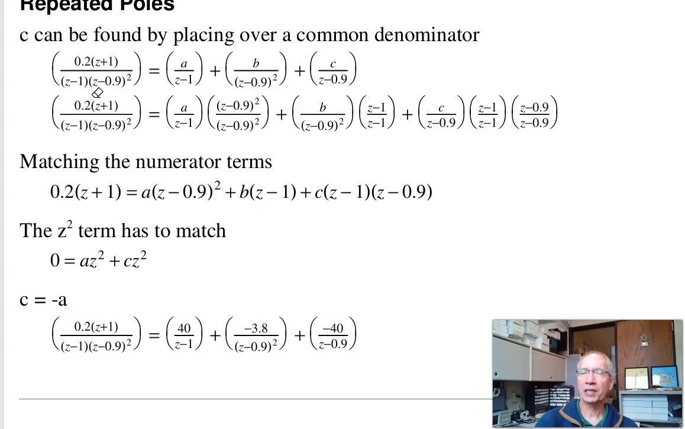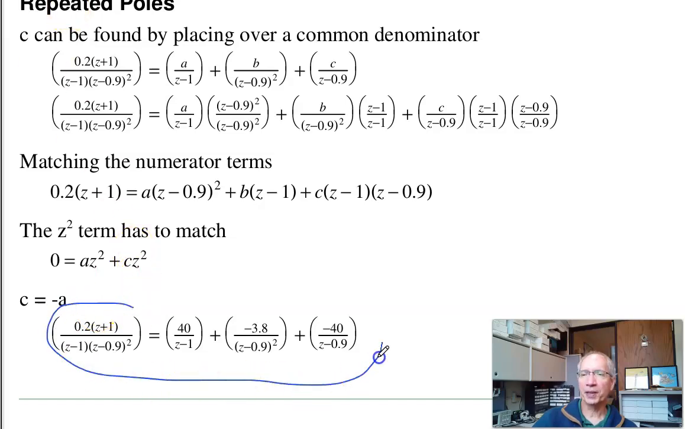All 3 terms have to match. If I match the square term, this is 0 z squared. Is equal to A times z squared plus C times z squared. So A plus C equals 0, C is minus A. Here's the partial fraction expansion.